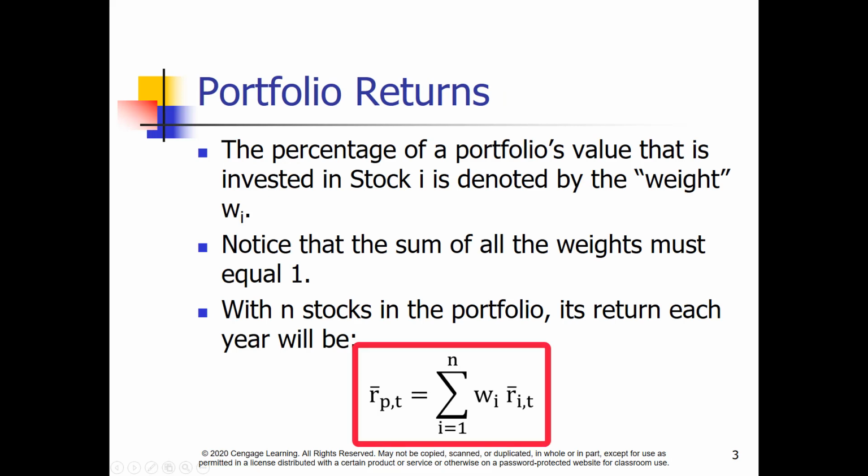The formula, as you'll note, is very similar to the one for expected return on an asset. It's a weighted average of the expected returns of all the assets in the portfolio, with the weights equal to the percentage of dollars invested in each asset. As with the expected return on an asset, the weights must add up to 100%, or 1.